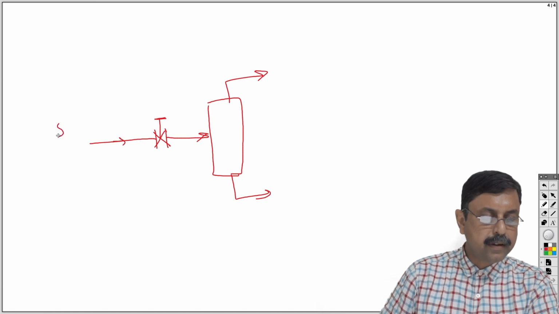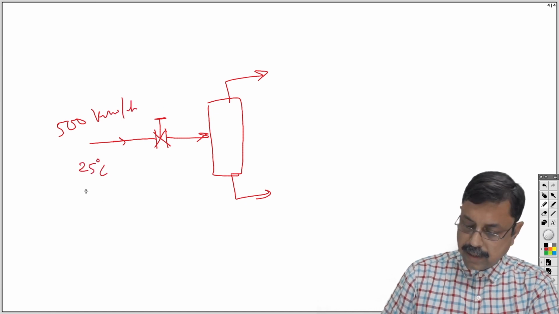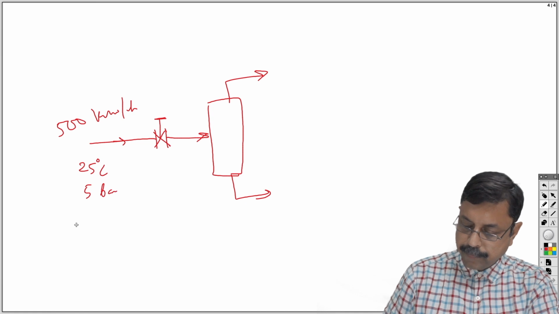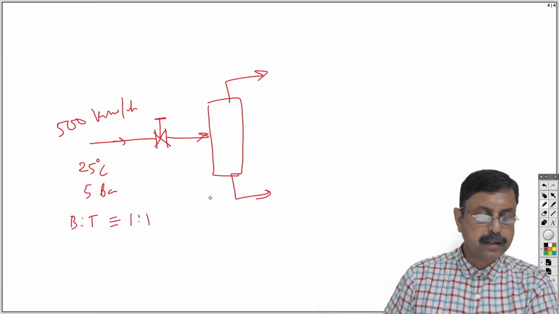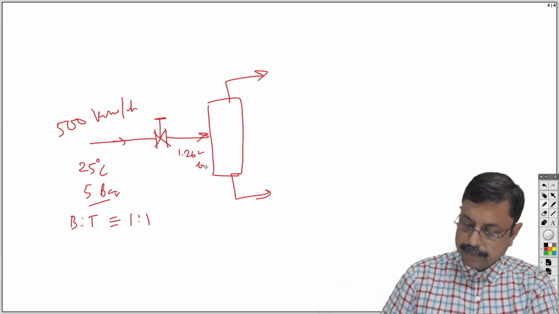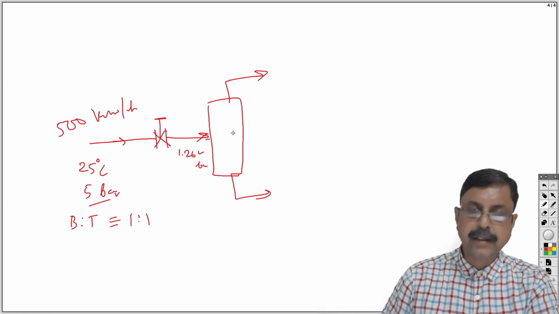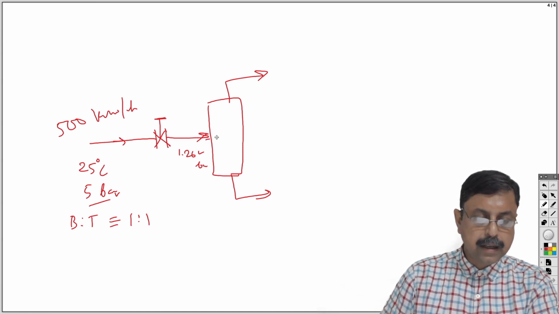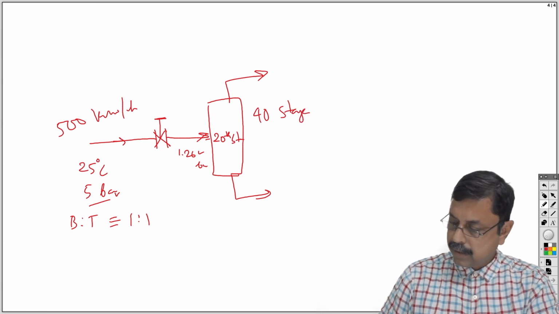The feed is 500 kilomole per hour, 25 degrees centigrade and 5 bar pressure. And benzene to toluene is 1:1. So 50-50 percentage. And this 5 bar pressure will be depressurized here to 1.262 bar before it enters the column. And here it enters at the 20th stage of a 40 stage column. That's what it is said.